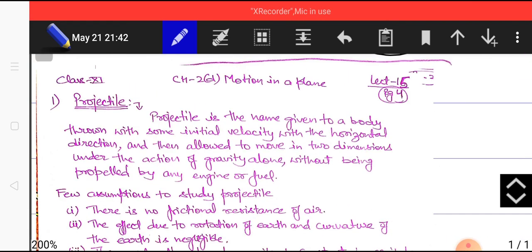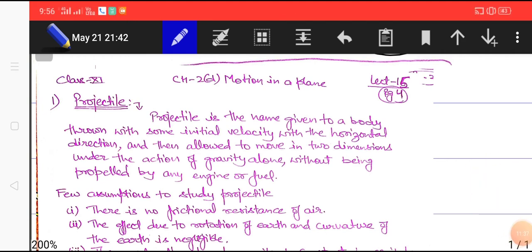First we must understand what a projectile is. A projectile is a name given to a body thrown with some initial velocity in the horizontal direction and then allowed to move in 2 dimensions under the action of gravity alone, without being propelled by any engine or fuel. There are many examples of projectile, like a stone thrown from a roof, a water jet, a cannonball, a bullet fired. All these are examples of projectile.